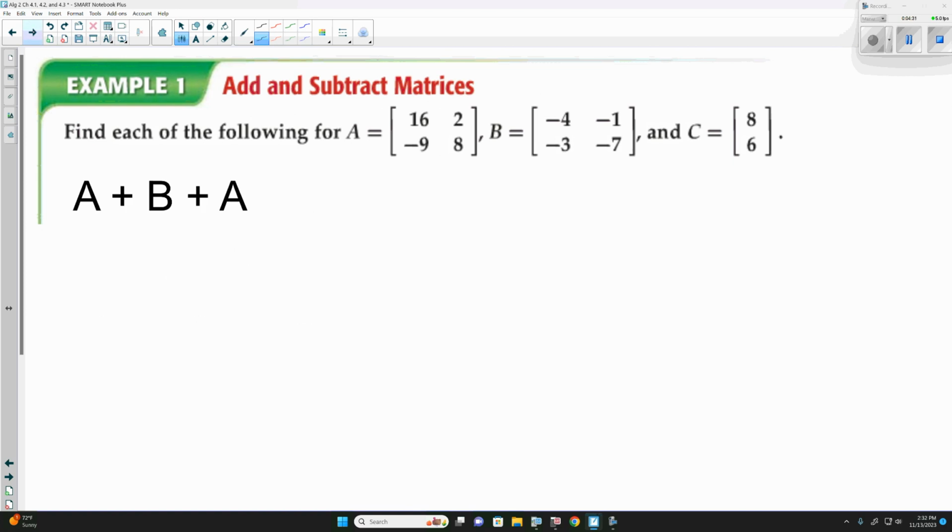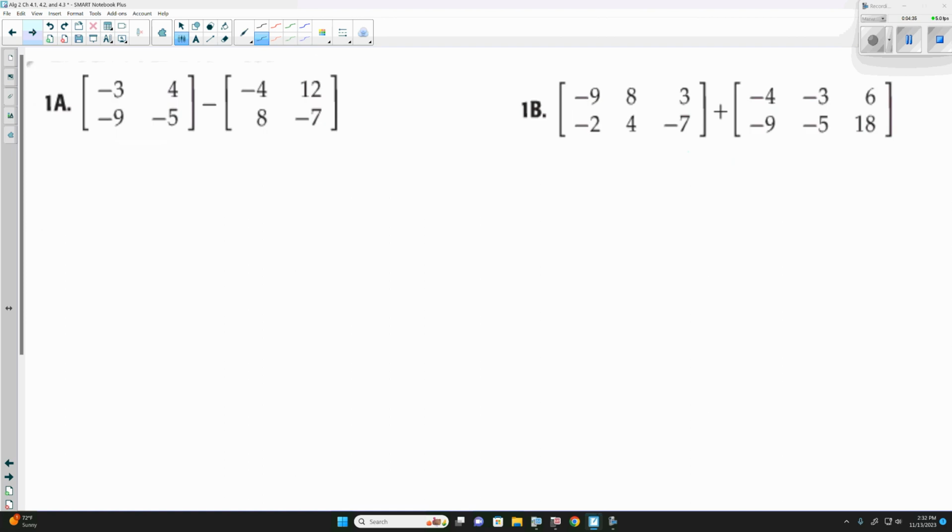A plus B plus A, well, and then we add A to it again. Let's look at this here. 1A. So we have these two being subtracted. Well, the first one is a 2 by 2. The second one is also A. So we can subtract the 2 from here.